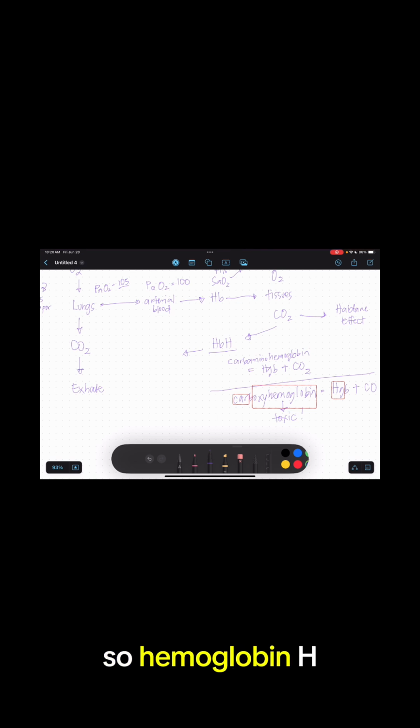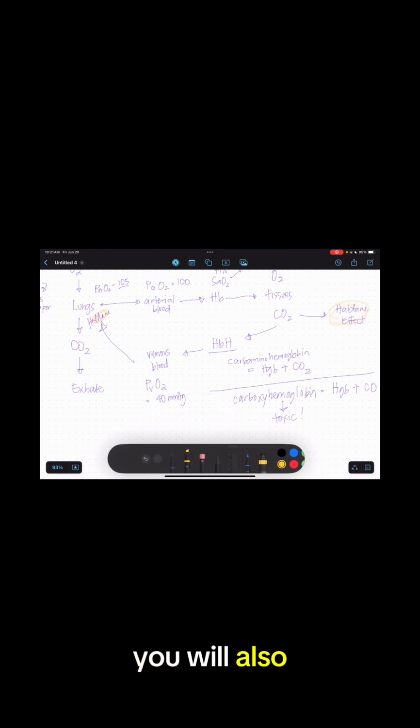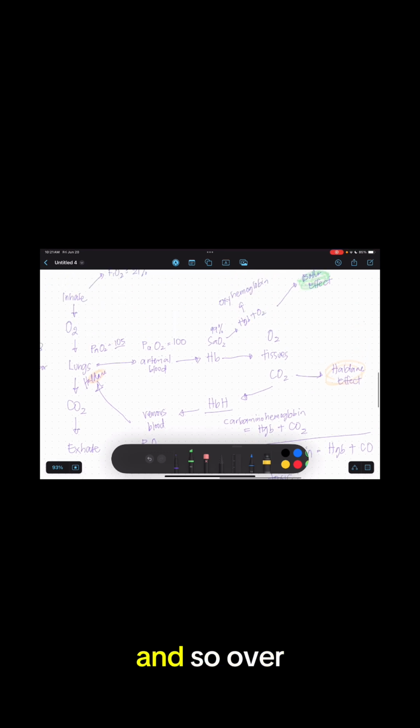So the carbaminohemoglobin goes to the venous blood, and there's a partial pressure for this, the partial pressure of venous blood oxygen. This is roughly around 40 millimeters of mercury. And then now we're going to go back to the lungs and exhale. So you will see the Haldane effect here and another here, and you will also see the Bohr effect here, and over here too in the lungs.